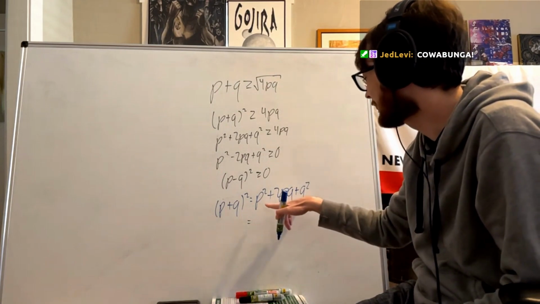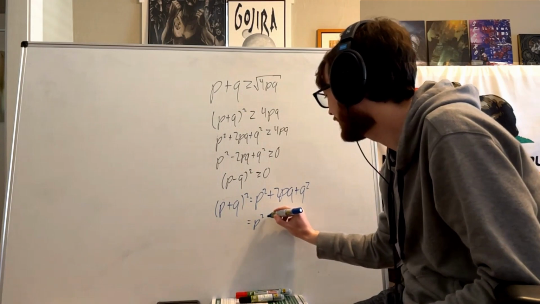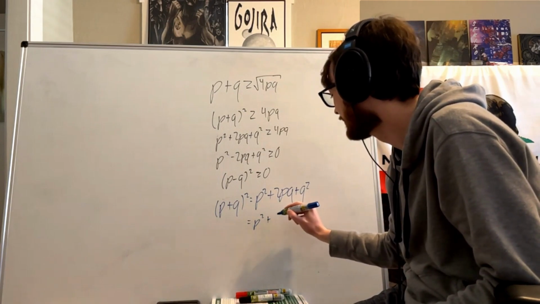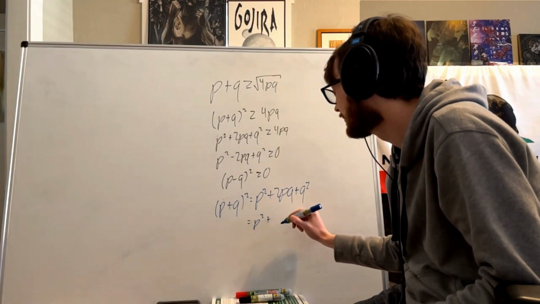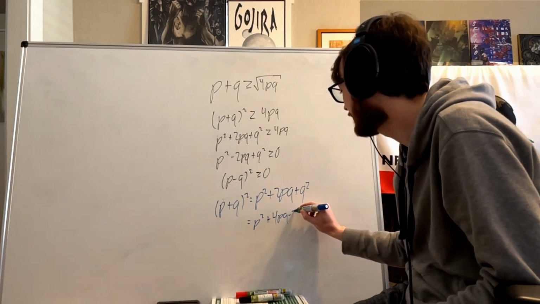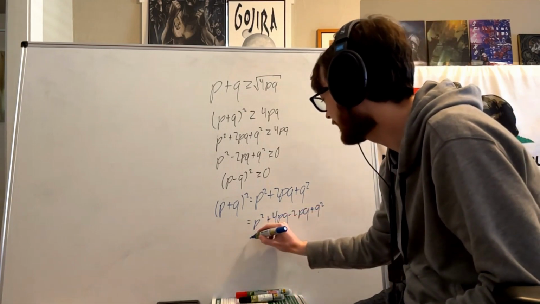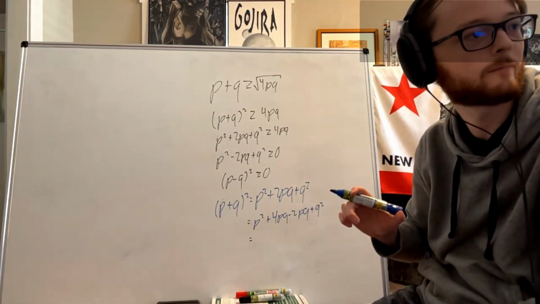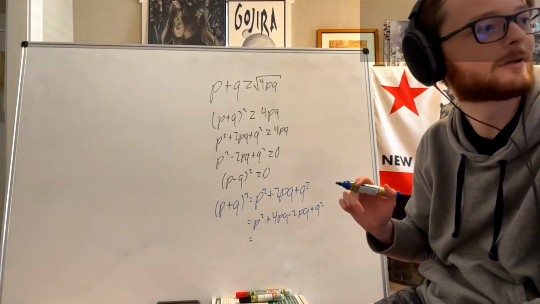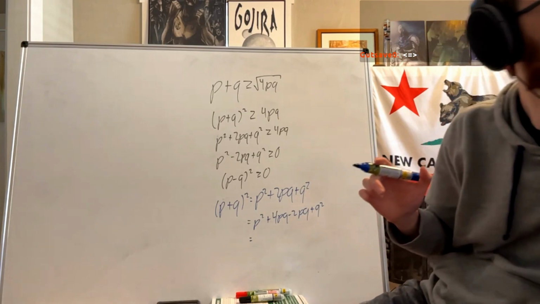So we can force a 4pq to be in here if we say that 2pq is equal to plus 4pq minus 2pq plus q squared. And I think this part you might already understand, so I'm sorry if I'm over-explaining it, but it's going to be important that we're on the same page here.